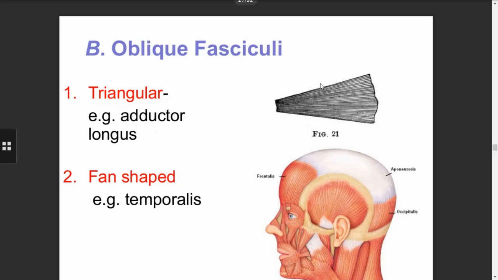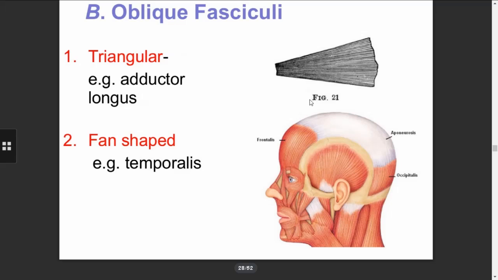This one we can say that it's the shape of adductor longus. Second is the fan shape. Temporalis muscle. This one here is the temporalis muscle. This is a fan shape oblique fasciculi.